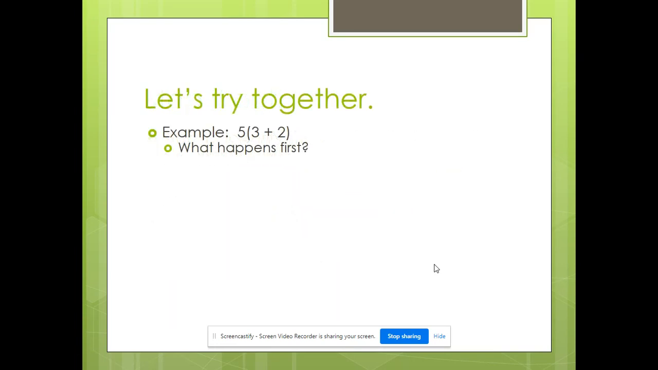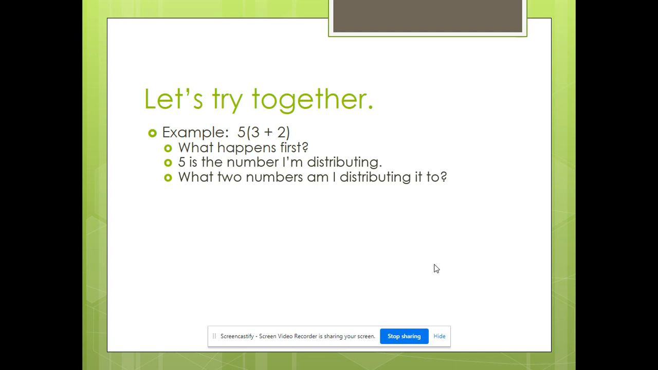Let's try it together. So our example is 5 times 3 plus 2. So what happens first? 5 is the number we're distributing. What two numbers am I distributing it to? Yes, the 3 and the 2. It should look like this: 5 times 3 plus 5 times 2.